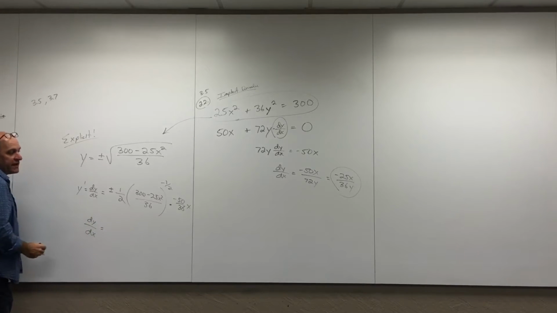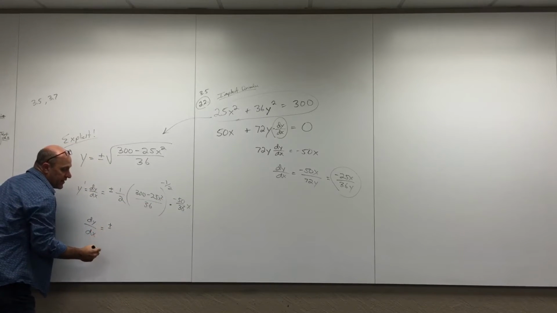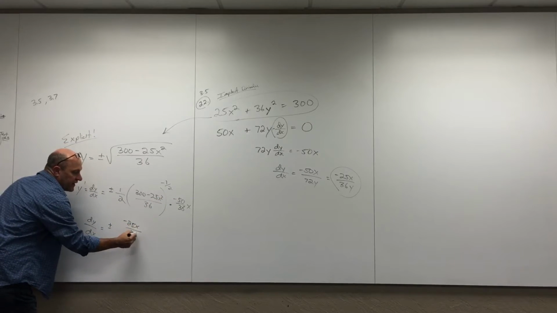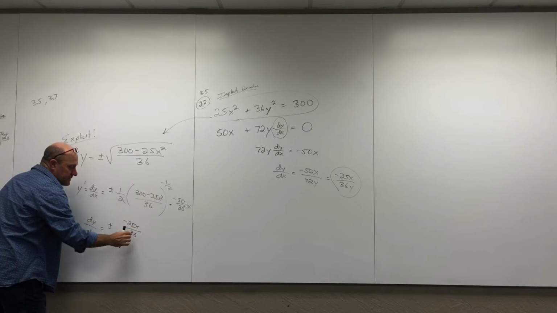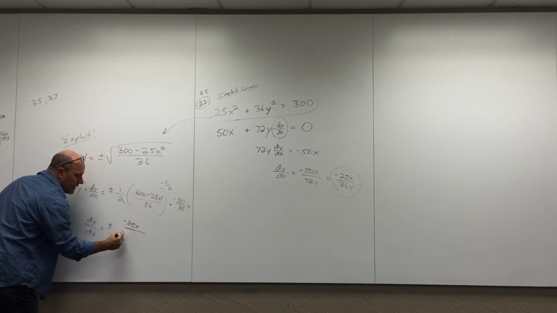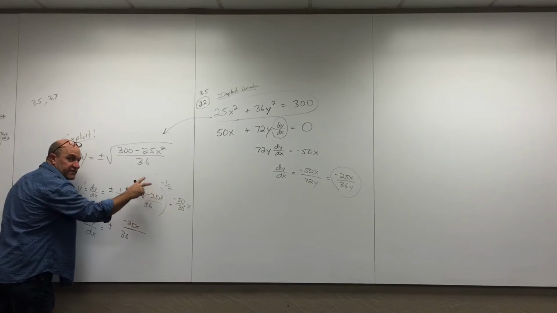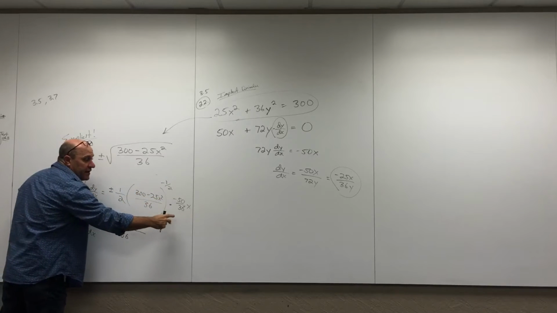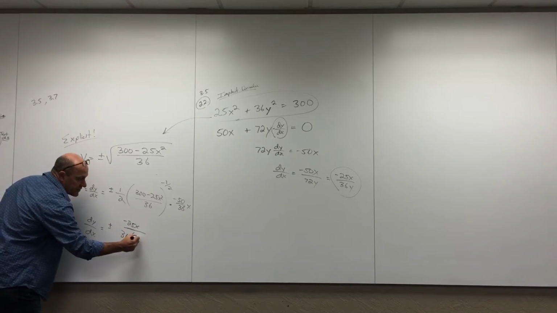I want to show you something. The point is, it works. I want to cancel this 2 with that 50 over there. I'm going to leave the plus or minus out here, but I'm going to cancel that 2. That's going to be negative 25x over 36. I'm dropping this down into the denominator. Since it's to the negative 1/2, I'm dropping it down into the denominator, and it's going to be down here with this 36.